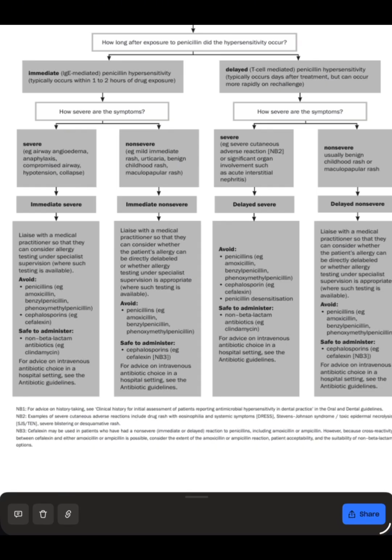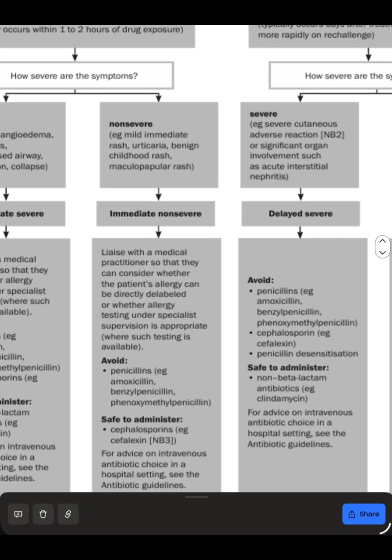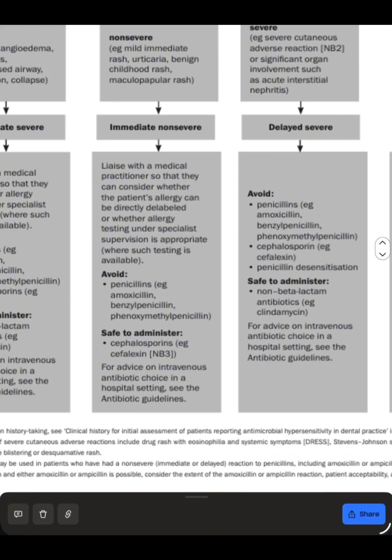Now, what are the non-severe reactions? Mild immediate rash, urticaria, benign childhood rash, maculopapular rashes. So these are all non-severe immediate reactions. In this case, we need to liaise with the medical practitioner so that they can consider whether the patient's allergy can be directly delabeled or whether allergy testing under specialist supervision is appropriate where such testing is available.